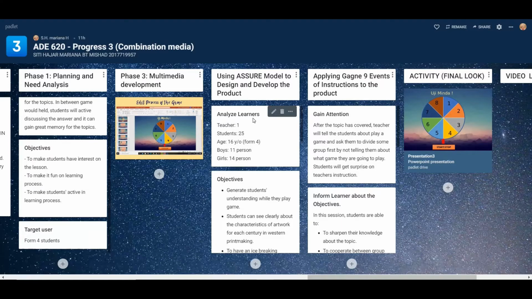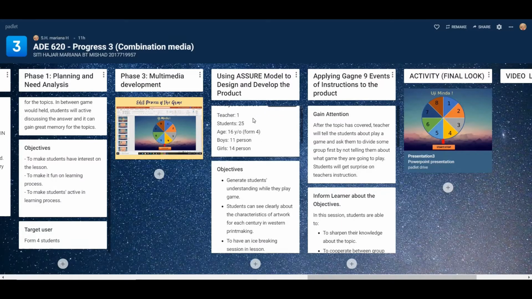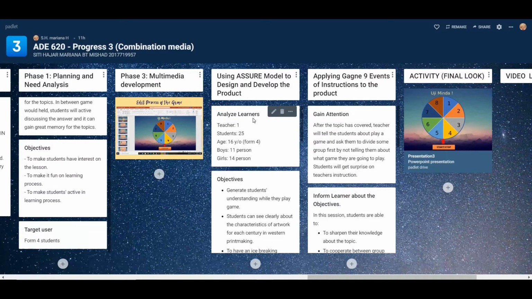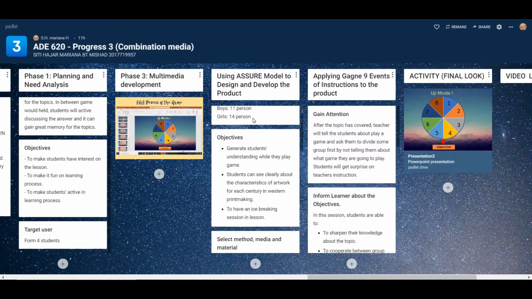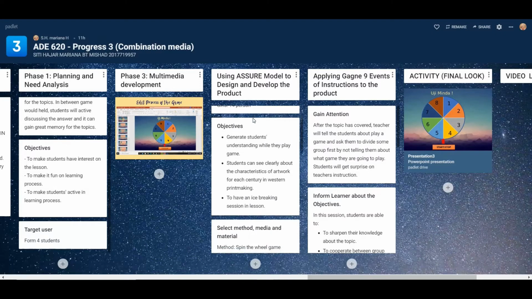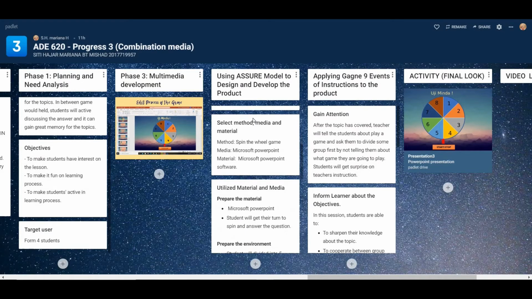So here is analyze learner: teacher 1 person, students 35, age 16 years old, which is Form 4, boys 11 and girls 14. Here are the objectives: to generate students' understanding while they play the game. Students can see clearly the characteristics of artwork for each century in Western printmaking, and to have an ice-breaking session in the lesson so they can feel more relaxed.